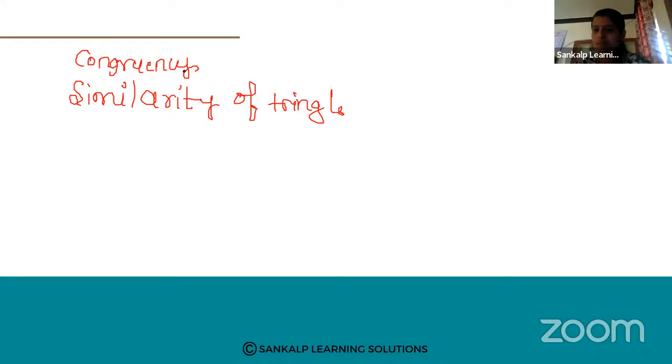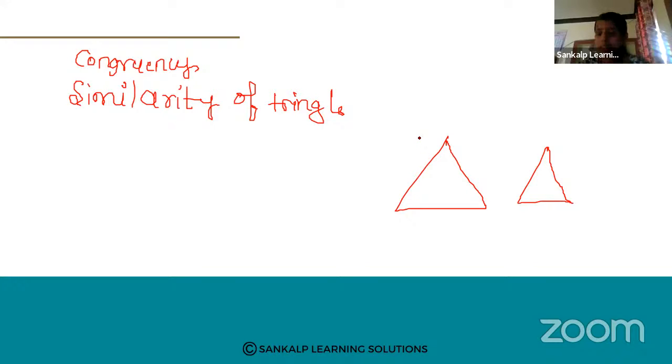Congruency means if two triangles are equal in size and equal in shape. In general, we can say that if two triangles are equal in size and equal in shape, then the two triangles are congruent, right? Congruency means two triangles have equal sides and equal angles. That we call congruency, right?